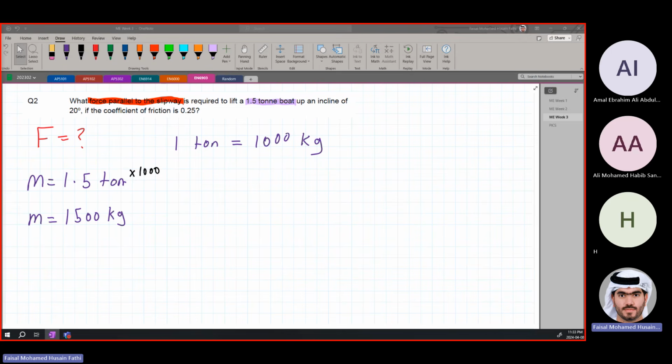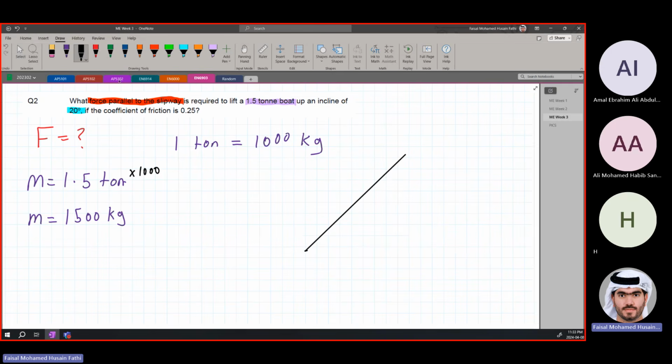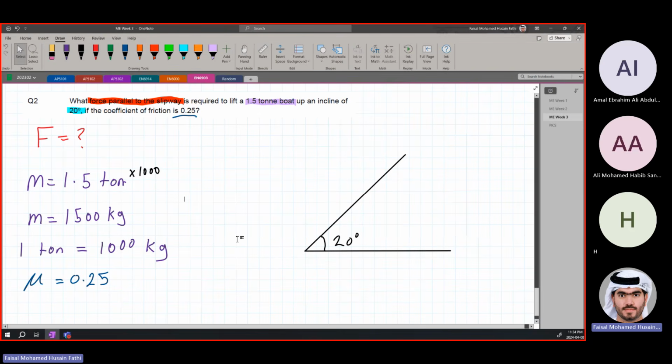Okay. Now, what else is given? We are given an incline of 20 degrees, so we know we have an angle. Now we can draw part of our free body diagram, which is like this. We have an angle over here of 20 degrees. And we are also given the coefficient of friction, mu equal to 0.25. If you notice, it is almost exactly the same as the previous question. We're going to be applying the same concepts as well. The only trick here is we had to convert from ton to kilogram.